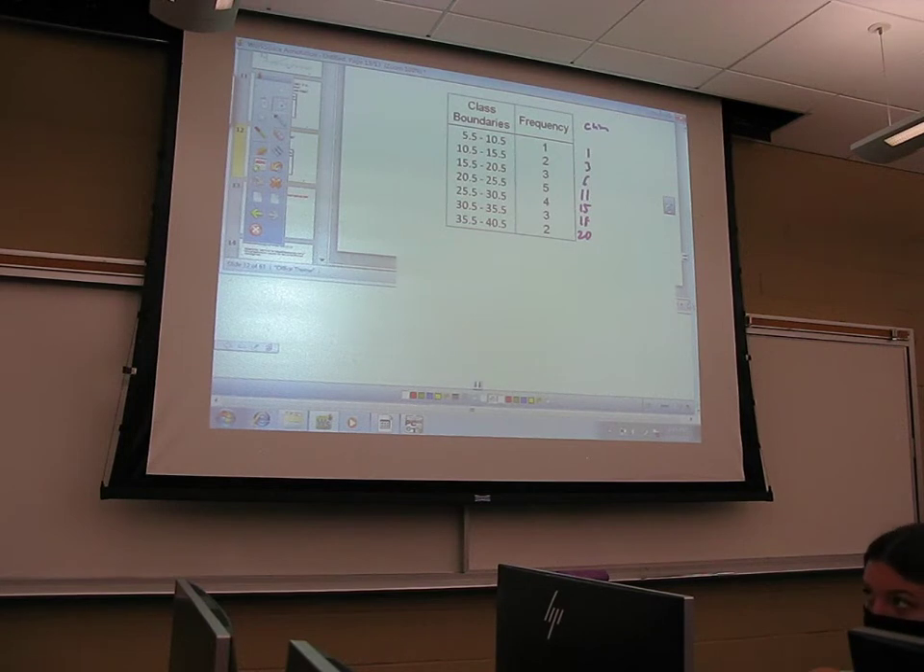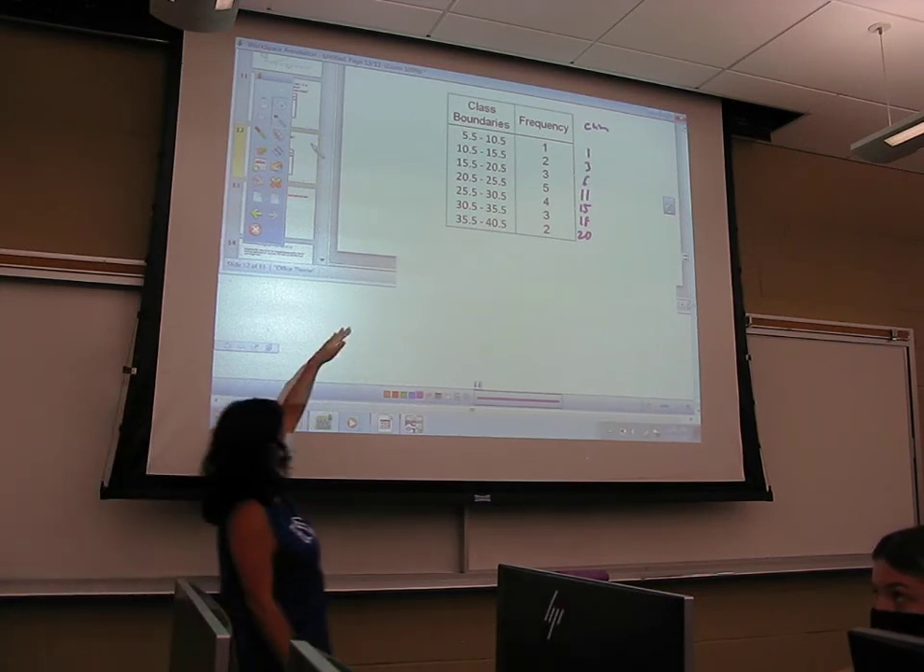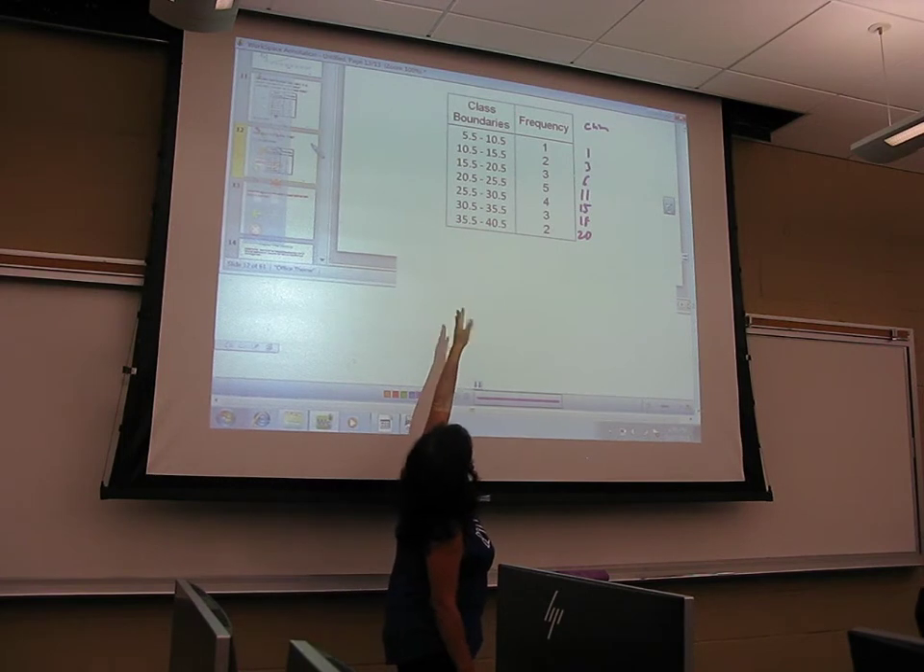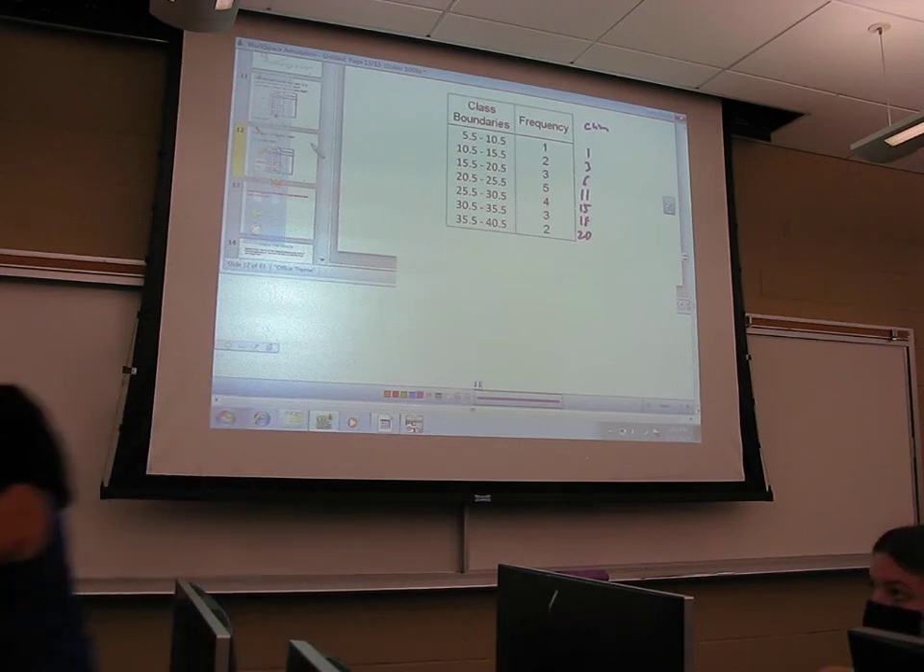I need to go from 1 to 20 on my y-axis, because it's cumulative. And along here, I need to go from 5.5 to 40.5. So I'm going to do it like that.